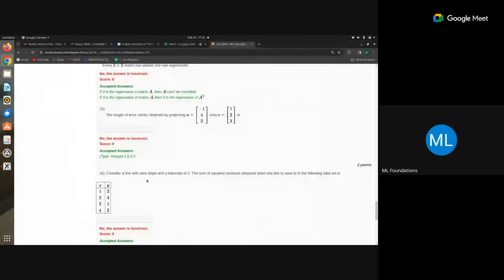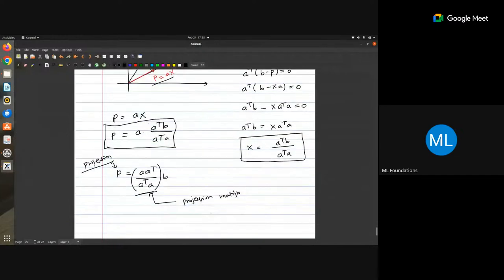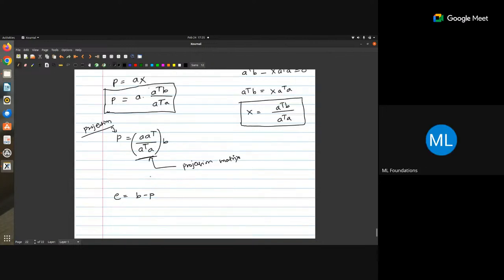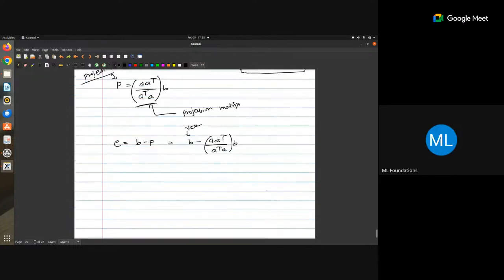Okay, and now we are trying to solve this problem. We have to find the length of the error vector. The length of the error vector is the norm of the vector that we get after B minus P. Yes, correct. So first of all, what is the error vector? E equals B minus P. But what is P now? AX. But here you have found A transpose upon A transpose A into B, and this whole thing is also a vector. So for finding the length of the error vector, I have to find these things, right?